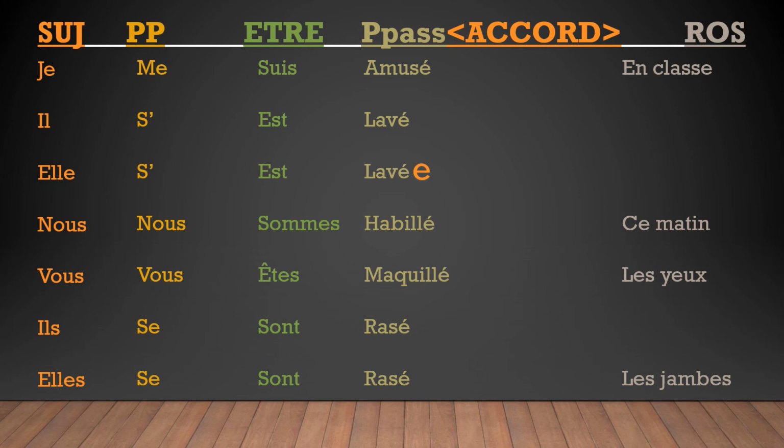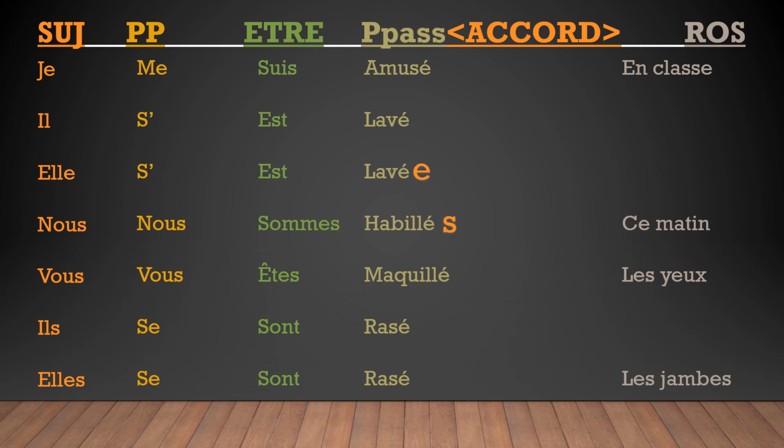Nous nous sommes habillés ce matin. What got dressed? Nous or ce matin? Ce matin means this morning. So which one got dressed? Nous is my direct object. So since that is my direct object, I do need agreement. Since I know it's at least plural, I must add an S. Nous nous sommes habillés ce matin.